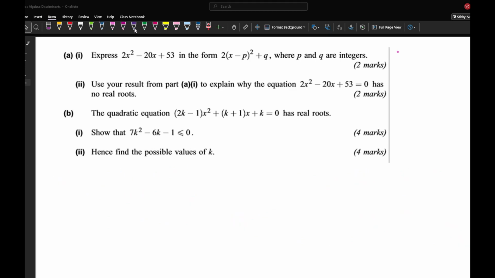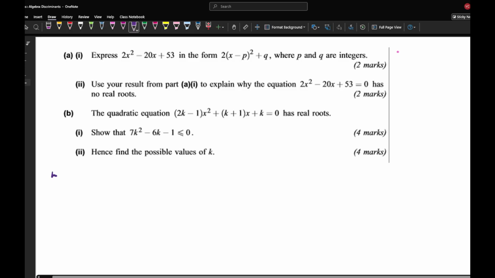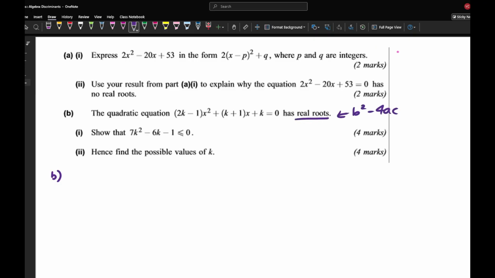Now for B, which isn't really connected to part A, it says the quadratic equation has real roots. So real roots means that b squared minus 4ac is going to be greater or equal to 0, because real roots could either mean one real root or two distinct roots. And the question is asking us to show this quadratic.